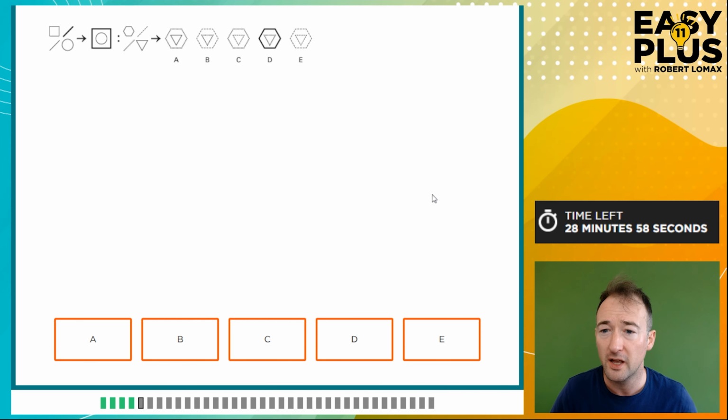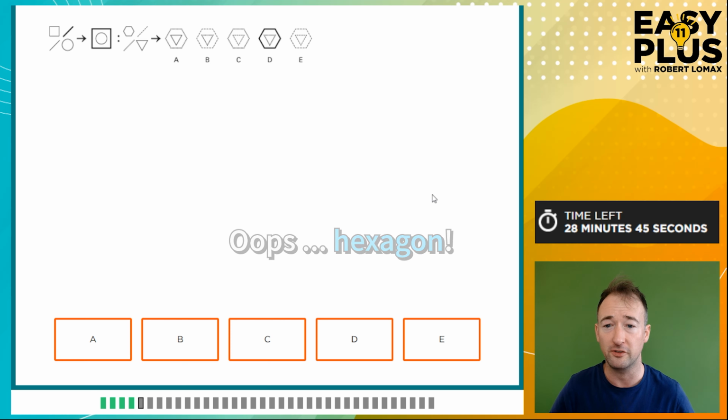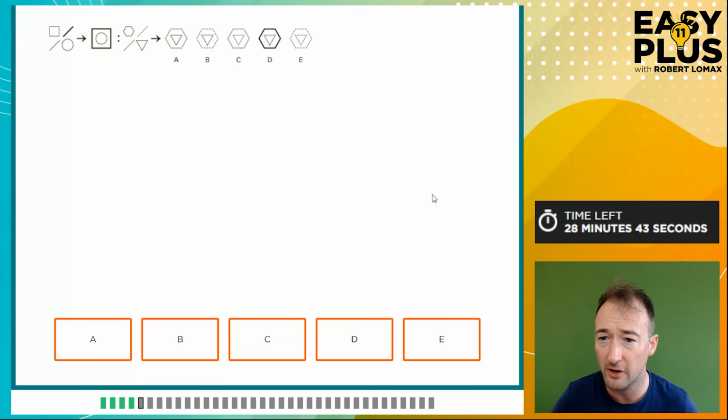Okay, so here we can see the circle moves into the middle, looking at the example figure, and we can see that the square goes to the outside. Okay, so in the actual question, the triangle in the middle and the pentagon on the outside, but that's all of the options. Okay, so there must be something else going on here.